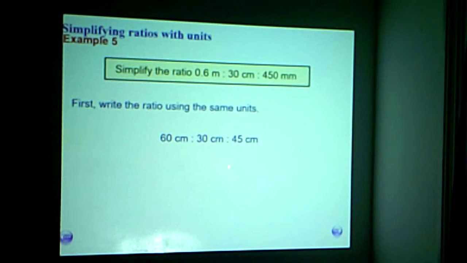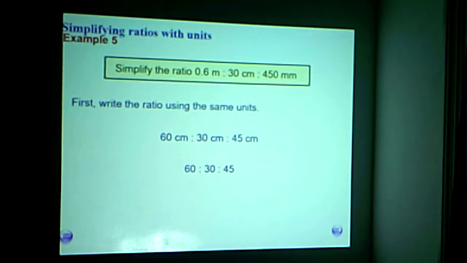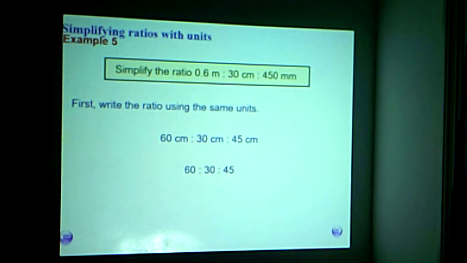Yes, 60 centimeters, 30 centimeters, 45 centimeters. 0.6 of a meter times 100 is 60 centimeters. We have our 30. 450 millimeters divided by 10 is 45 centimeters. At this time, we drop the units. So we have 60 to 30 to 45.